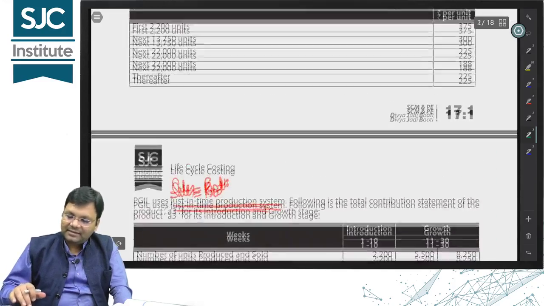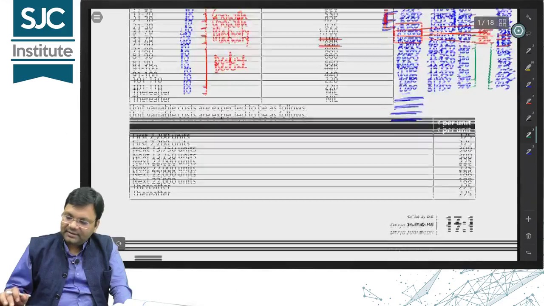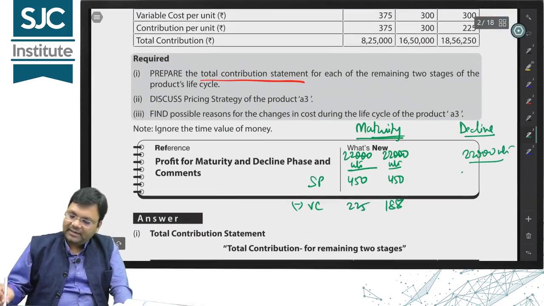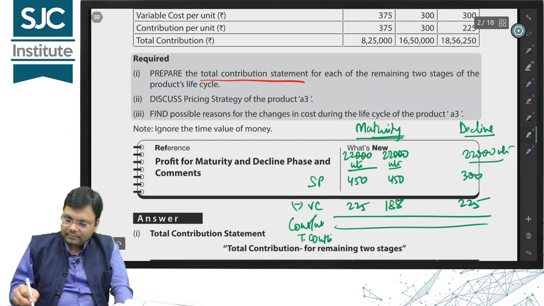And the decline stage is 300 to 225. Price is fixed, cost is also the same. So you can find the contribution per unit, multiply with units to get the total contribution, and it is done. Easy.